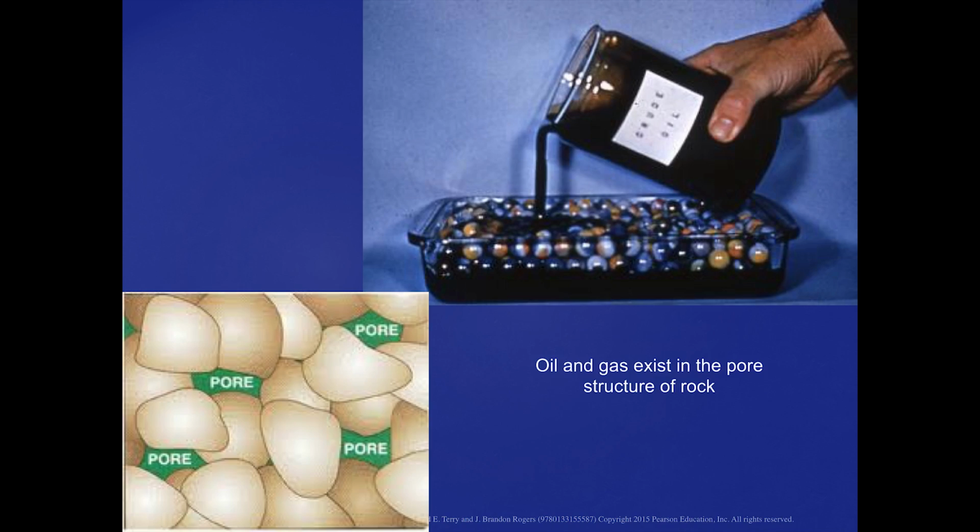Here is a slide showing the concept of porosity, which we'll talk about in Chapter 2 a little bit more. But here, what I'm trying to show is that the oil and the gas exist in the pore structure of the rock. So again, not in a swimming pool. So if you look at the void space that's occupied in this dish with the marbles, the oil is filling that void space. So it will exist in that pore structure.